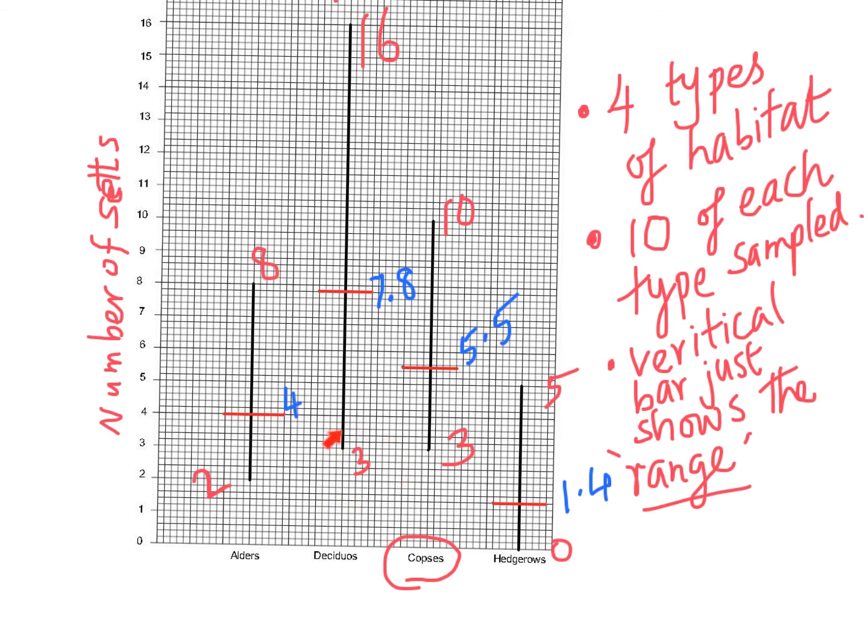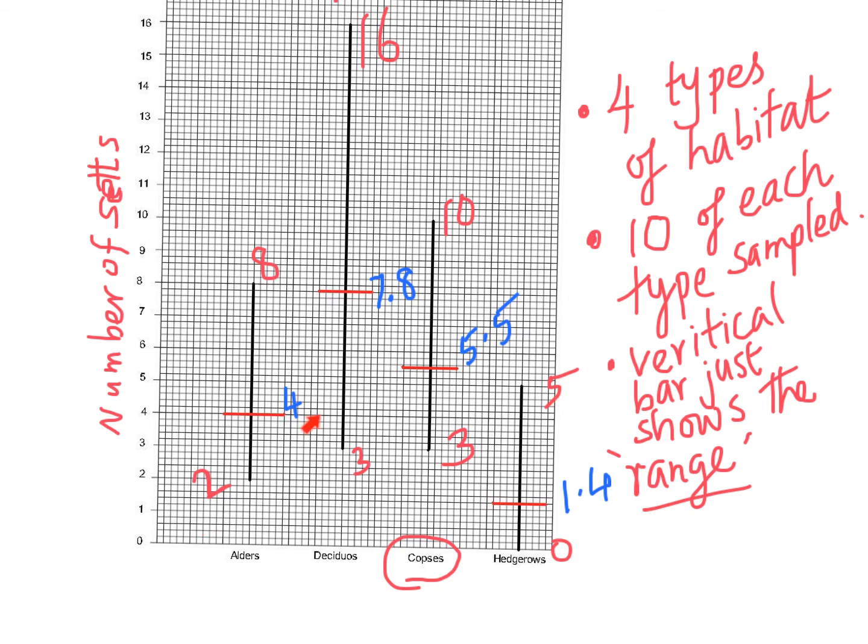Have a look at this. The lowest number you can find in deciduous is 3. So some habitats, deciduous type woods, have a lower number of badgers than hedgerows, where in some places, in some habitats of this type, you have more number of badger sets. So the range is really important, and it's really important to realize that it's not always the case.